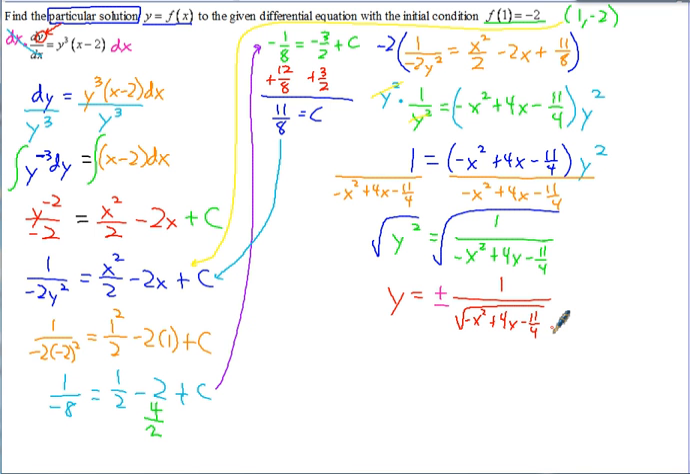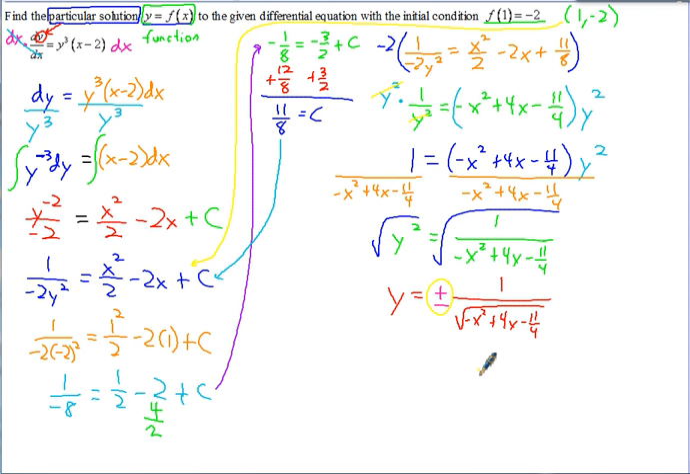However, there's one problem with that. Remember, it says this particular solution y equals f of x, that means it's a function. And remember the definition of a function is, if you substitute one independent variable, in this case x, you're supposed to only get one dependent variable y out. But look at our equation right here. If we substitute a single value for x, notice we're actually going to get two different y values because of that plus or minus. So if you leave it like that, that's not a function.